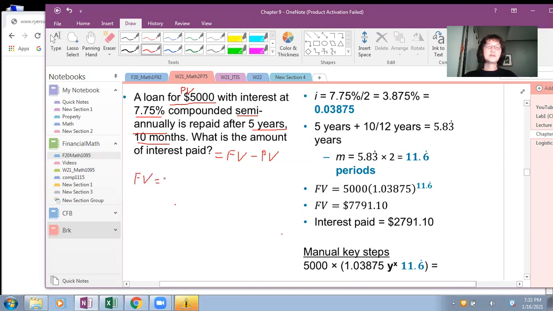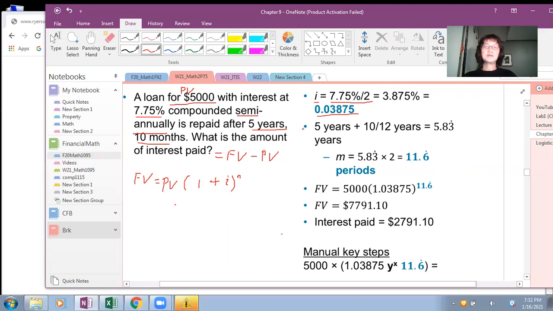So future value equals present value times (1 plus i) raised to the power n. i represents the periodic rate. n represents the number of compounding periods in the term. So interest is compounded semi-annually. Periodic rate i: semi-annual means you divide by 2, and you get the periodic rate i. So i is 0.03875.